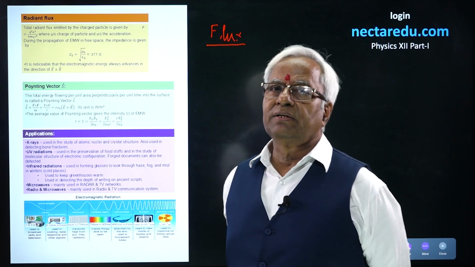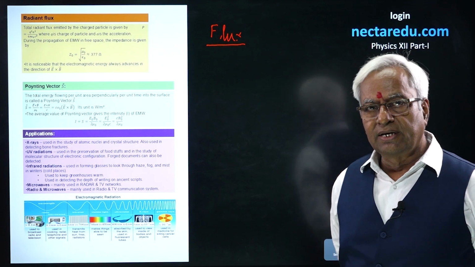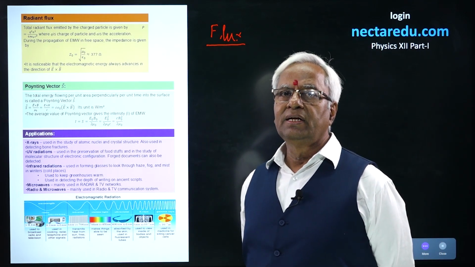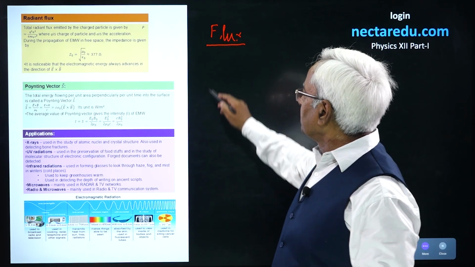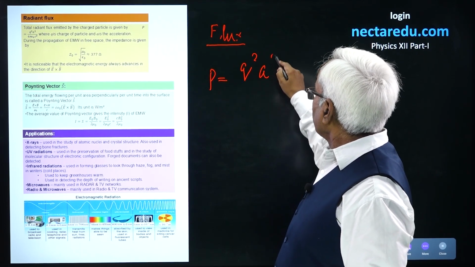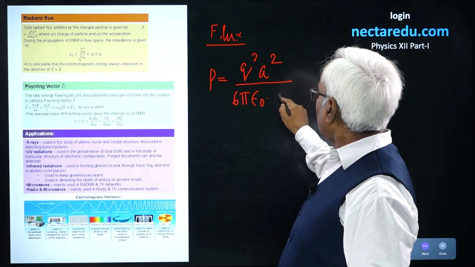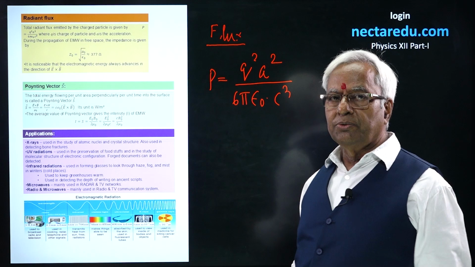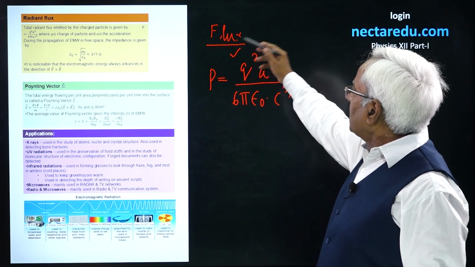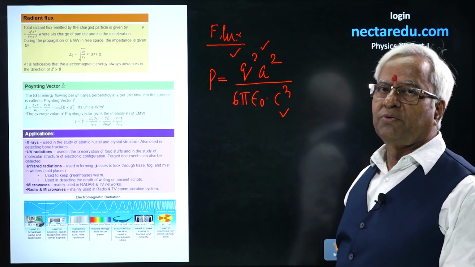We know that when charges are accelerated, they produce radiation energy, electromagnetic energy. That radiation flux is given by q squared a squared upon 6 pi epsilon naught c cubed. The terms are usual: q is the charge, a the acceleration, and c the speed of light in vacuum.